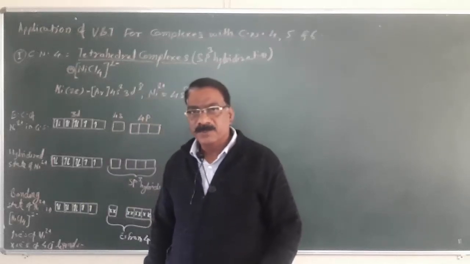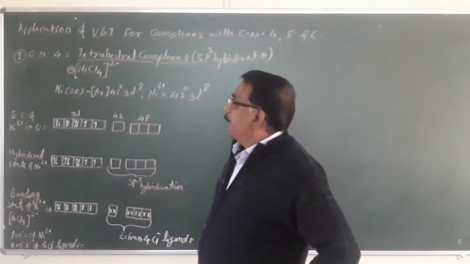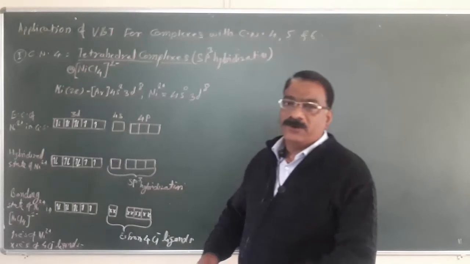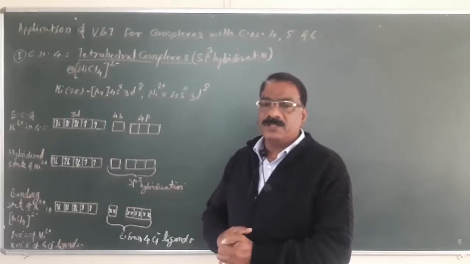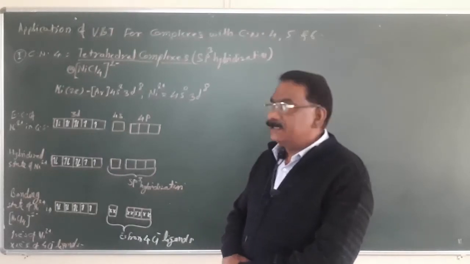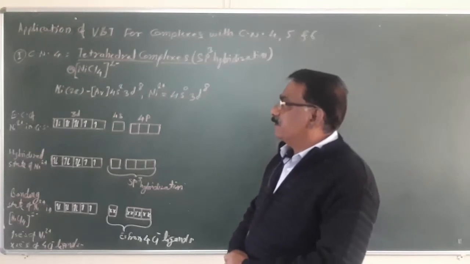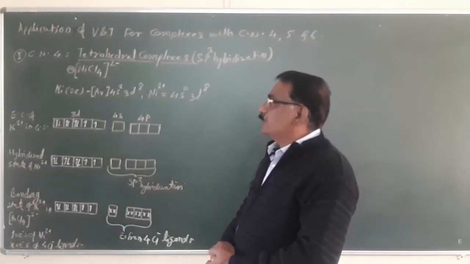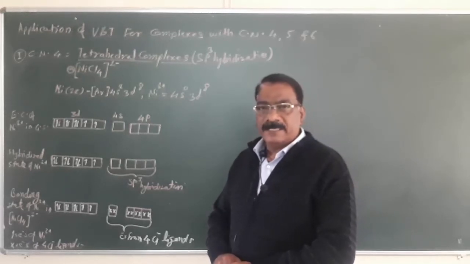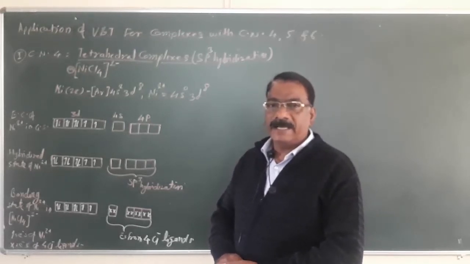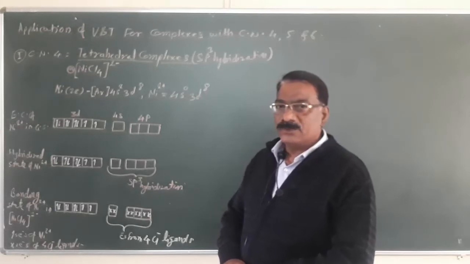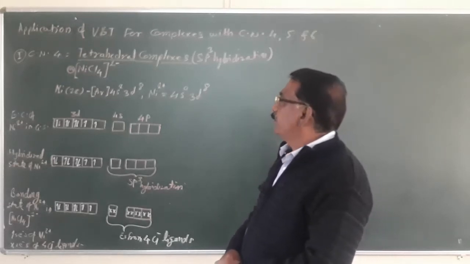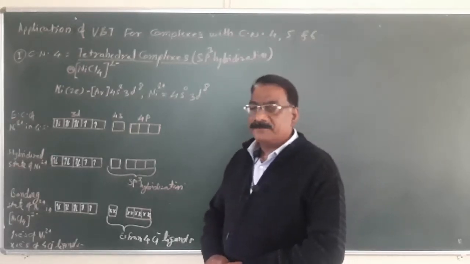Good morning students. Today we are going to see application of VBT for the complexes with coordination number 4, 5 and 6. First we see the coordination number 4. Coordination number 4 shows two types of geometries, that is tetrahedral geometry and square planar geometry. So first we are going to see tetrahedral complexes.